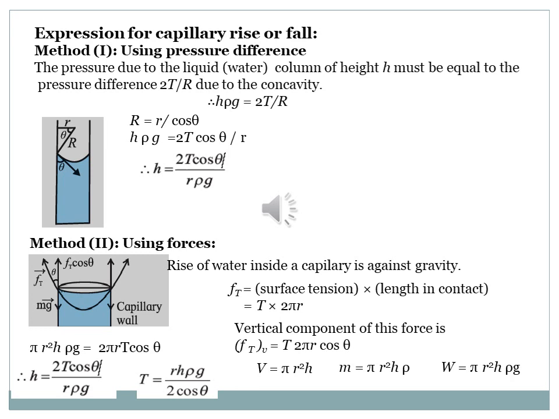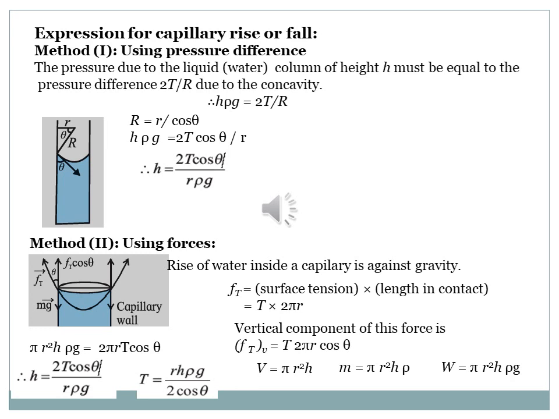h is nothing but 2T cos theta divided by r rho g, in which you may be given the value for theta, the value for T, and r is given. Rho should be known because it is the density of the liquid. If water is there, it should be given, or if any liquid is there, rho should be given. g is nothing but 9.8. So you can find out h, that is either rise or fall. In this case, it is a rise.